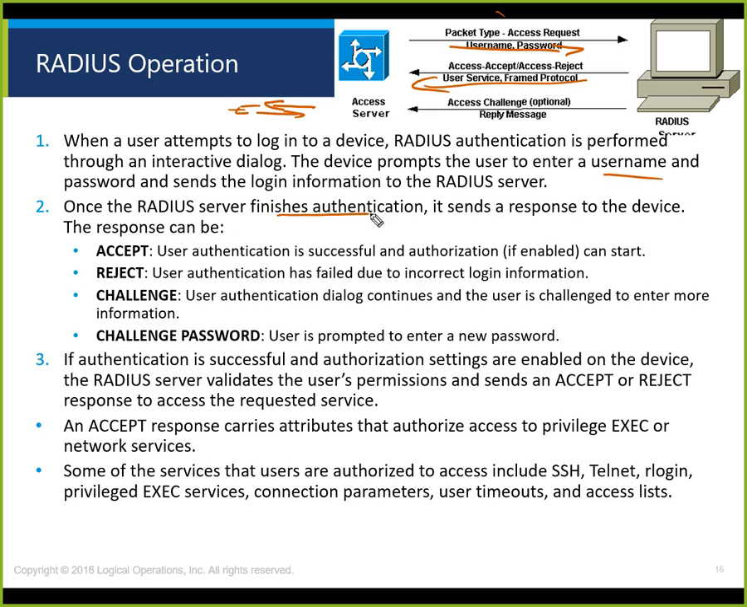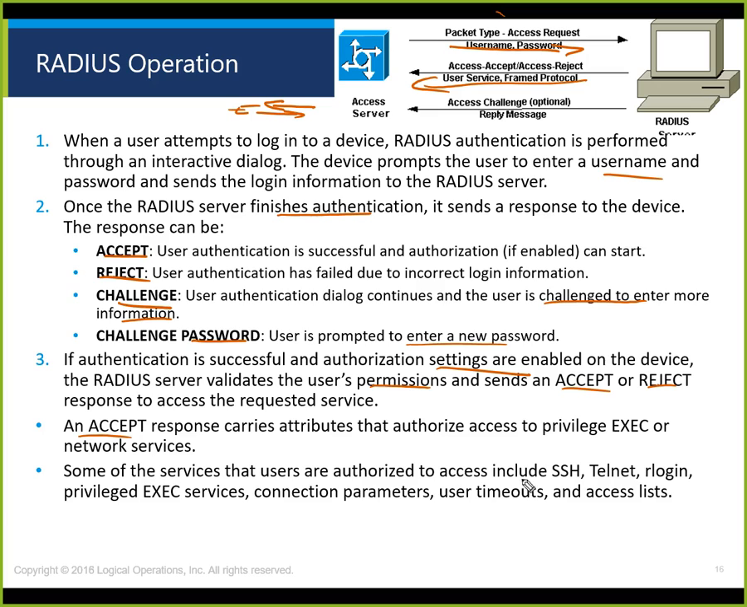Once the server finishes authentication, it sends a response to the device, which can be an accept or reject, which we had before. A challenge means user authentication continues and the user is challenged to enter more information. And then a challenge password could be sent, where the user is prompted to enter a new password. If it's successful, authorization settings are enabled on the device and validate the user's permission, sending the accept or deny. Again, basically the same process that we saw in TACACS.